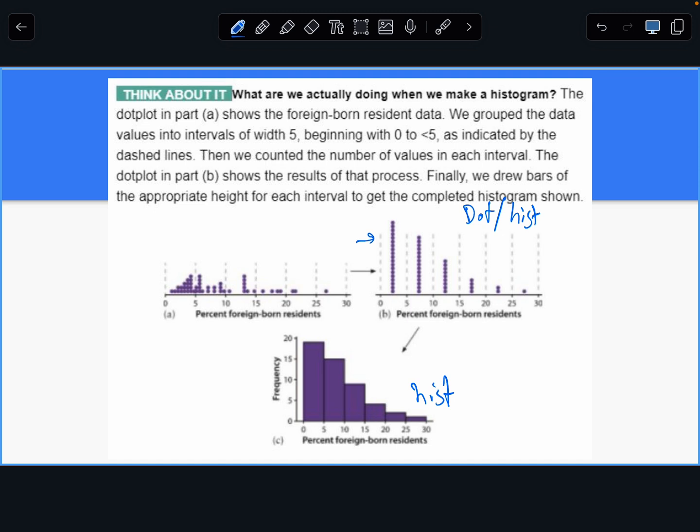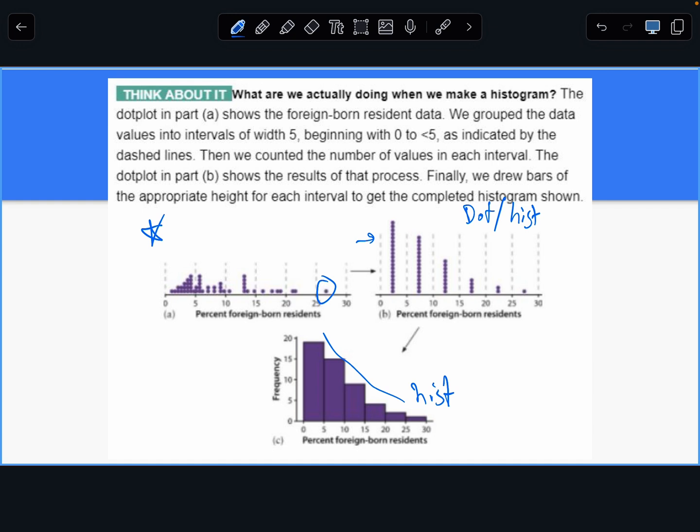When we have the dot plot here in A, it's more obvious that California is an outlier. When we make it a histogram, there's no outlier. Just remember that each type of graph has a different benefit and unfortunately a different downside as well.